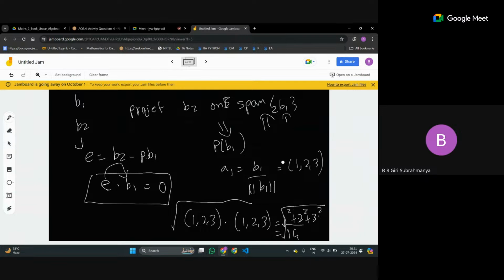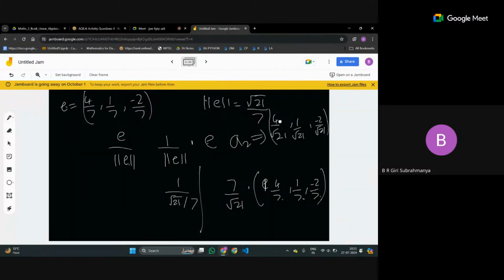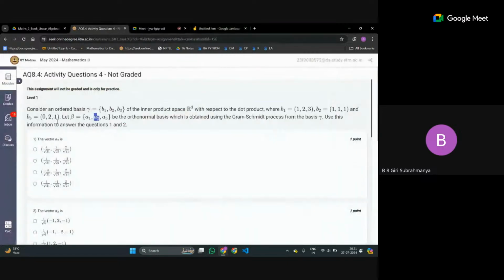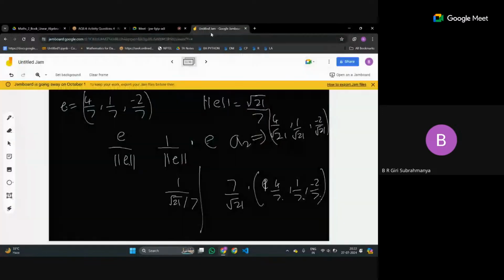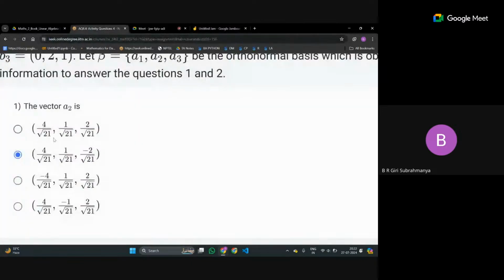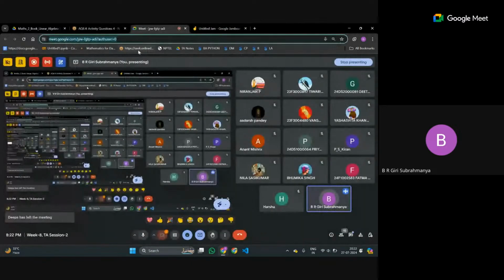So sorry, this is going to be 1 by root 14 times (1, 2, 3). So this is a1, and your a2 was this vector, which means 4 by root 21, 1 by root 21, minus 2 by root 21, which is what we saw there, right? So this is your a2. Now how will you find a3? You have got a1, you have got a2, and how will you find a3?